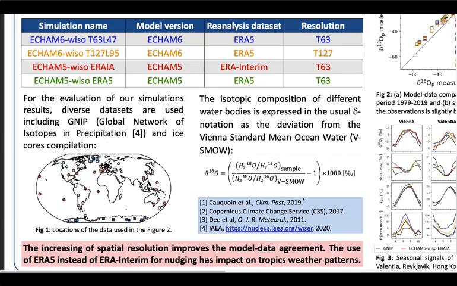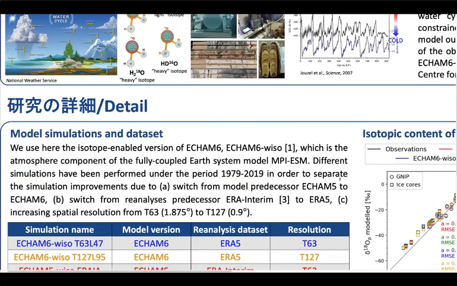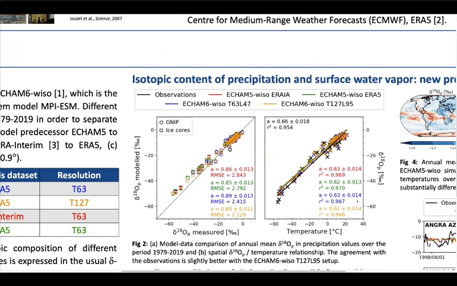And usually the notation for water isotopes is delta 18O, so I don't detail here, but this is the variation of heavy isotopes on light isotopes. And here you can see on this plot model data comparison of delta 18O simulated against the delta 18O measured in precipitation. And you can see that for all the simulations, so these are the color scatter plots, there is a very good agreement, but slightly better agreement for the new version of ECHAM6, so in blue and orange.